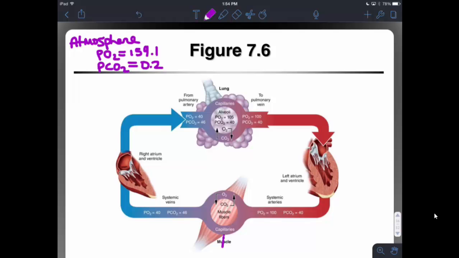So now I've set the stage that gases move either in or out of the body based on a pressure gradient. And the two gases that we're talking about are oxygen and CO2. And they each exert pressures. So PO2 is the partial pressure, or the pressure exerted by oxygen. And for CO2, it's PCO2.